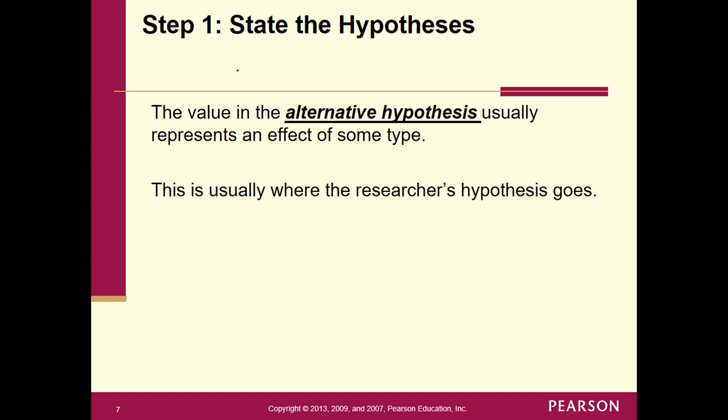This is usually where the researcher's hypothesis goes. And by the way, this will be stated directly in the problem somehow, the researcher's hypothesis. The symbol that we're going to use in this class will be H sub A for alternative. Now, in another class, you might see the alternative hypothesis being called H1, H sub 1, and that's okay. So H sub A and H sub 1 are interchangeable. But in this course, this book likes to use H sub A, so that's what we'll use.